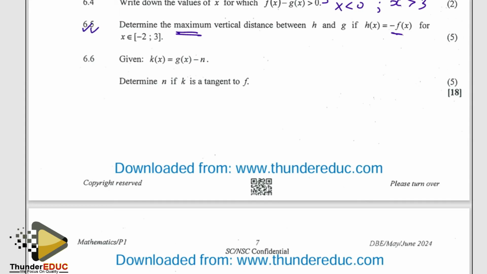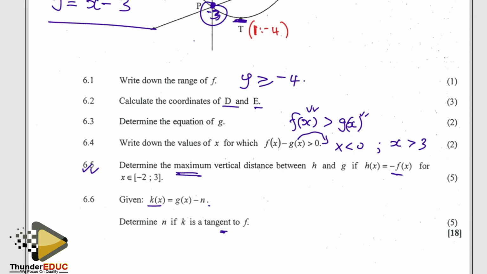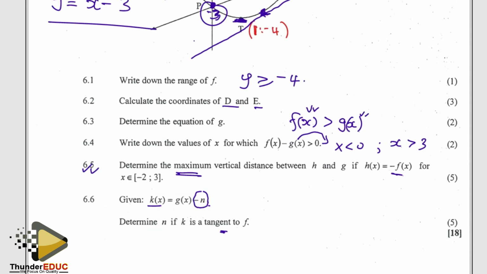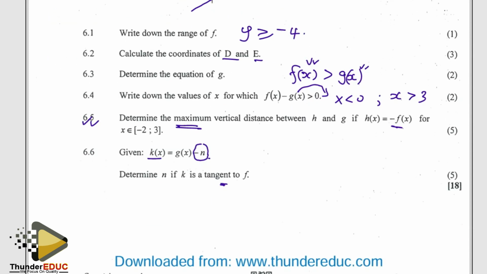And then 6.6, given that k of x is g of x minus n, determine n if k is a tangent. So now we know that g of x is a straight line, correct? K of x is something extra, which means it's a new graph, and this minus n is just a shift. In other words, this graph is being moved downwards or upwards. Since there's a minus, it was moved downwards. So that becomes a tangent at some point. I don't know whether it's at this point or whichever point it is. We're going to find that out. They want us to get what n is exactly.